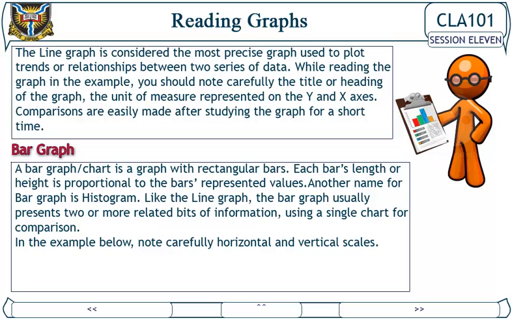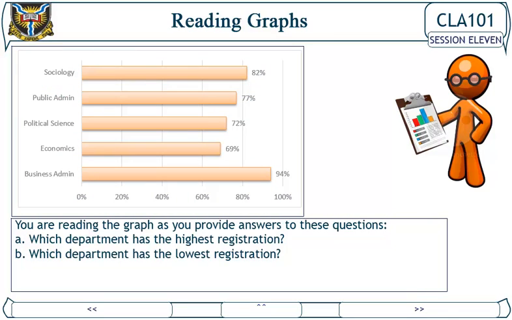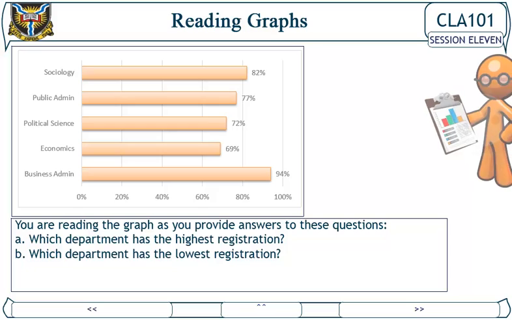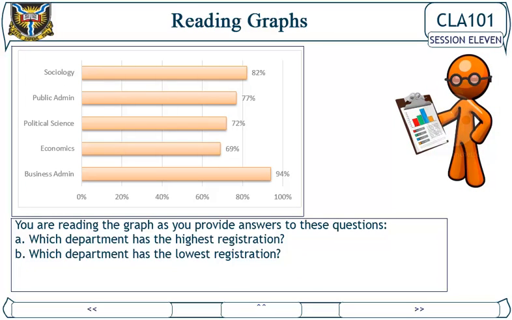Bar graph. A bar graph or chart is a graph with rectangular bars. Each bar's length or height is proportional to the bar's represented values. Another name for bar graph is histogram. Like the line graph, the bar graph usually presents two or more related bits of information using a singular chart for comparison. In the example below, note carefully horizontal and vertical scales. You are reading the graph as you provide answers to these questions. A. Which department has the highest registration? B. Which department has the lowest registration?